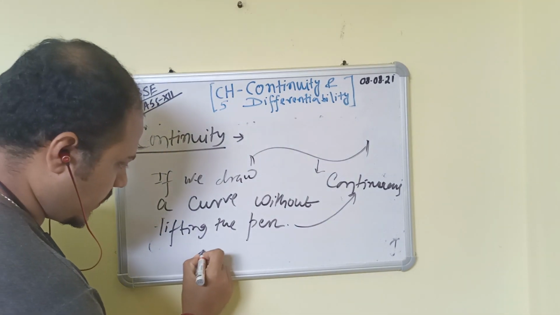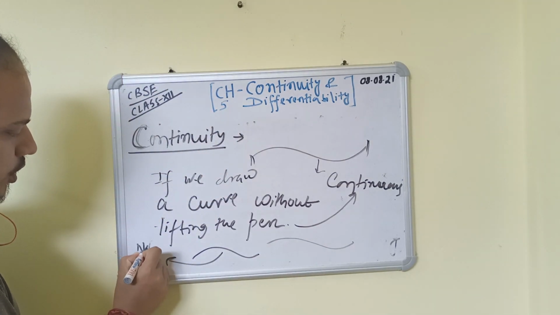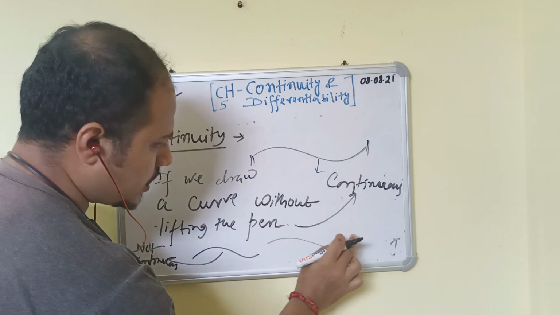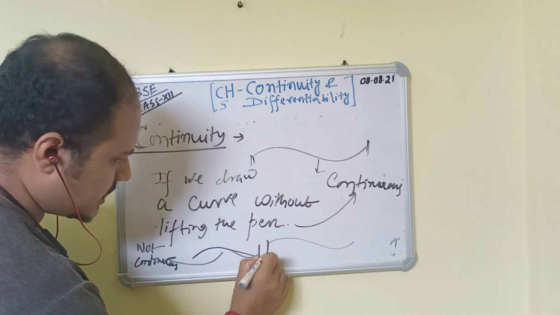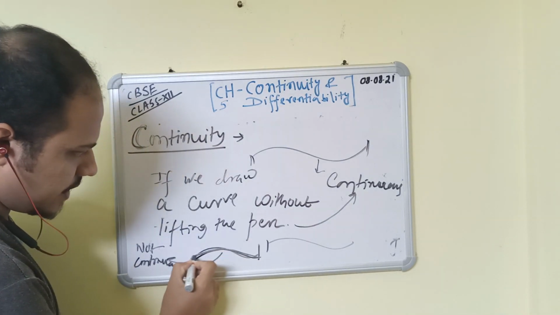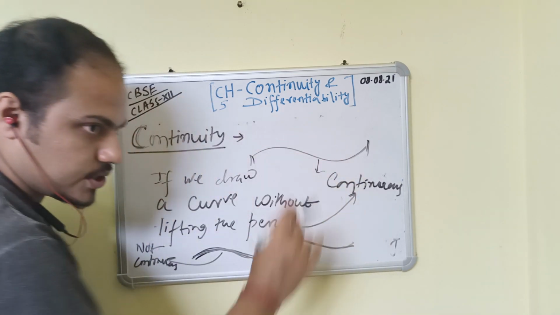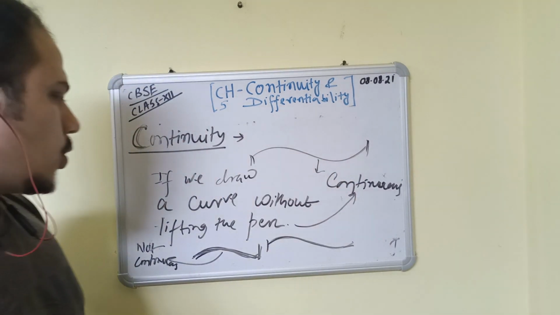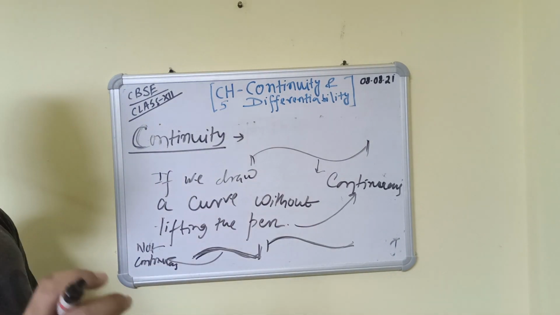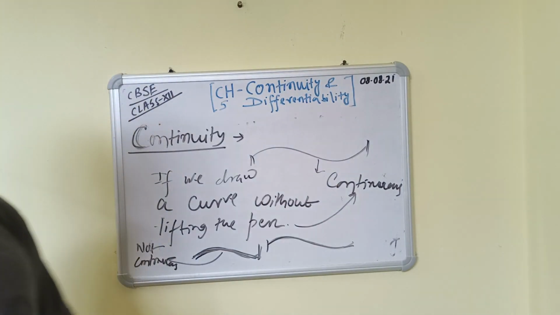If I draw this type of curve, it is not continuous because we can't draw this curve without lifting the pen. Here you see this is discontinuous. You draw this part and start again, so we need to lift the pen. That's why we call this type of function a non-continuous function. If you draw the curve without lifting the pen, we call that curve continuous.